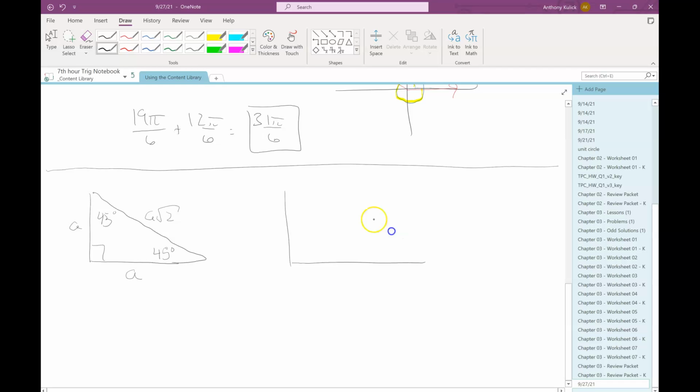For a 30, 60, 90, the side opposite the 30 is A. The side opposite the 60 is A root 3. And the hypotenuse is 2A.